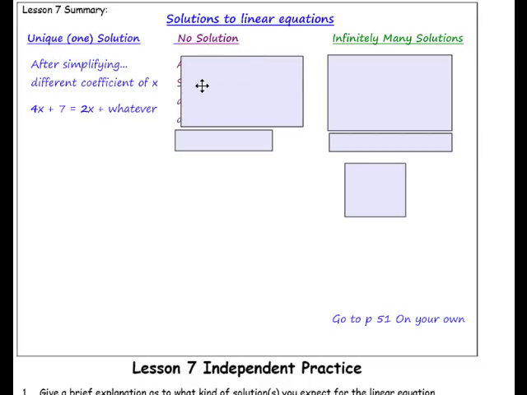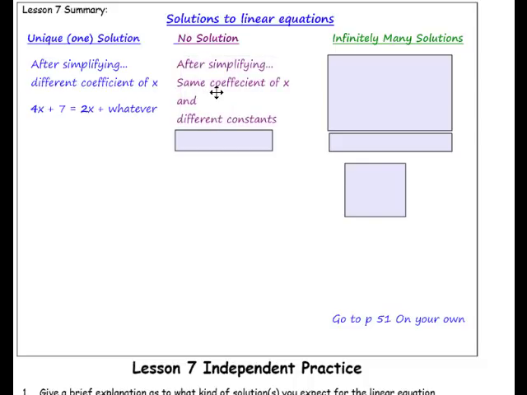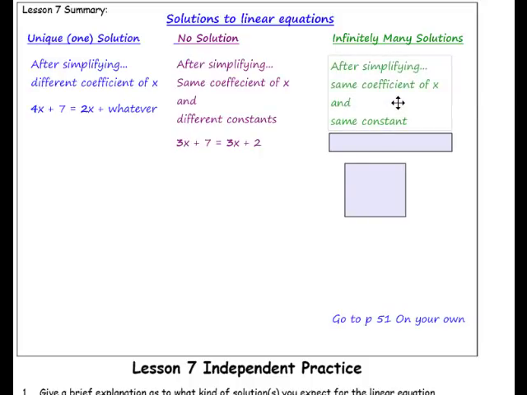When there is no solution, after simplifying, you will have the same coefficient of x and different constants. For example, 3x plus 7 equals 3x plus 2. Infinitely many solutions means that any number will work and satisfy the equation. After simplifying, you will have the same coefficient of x and the same constant. For example, 6x plus 7 equals 6x plus 7. Any number will satisfy this equation.